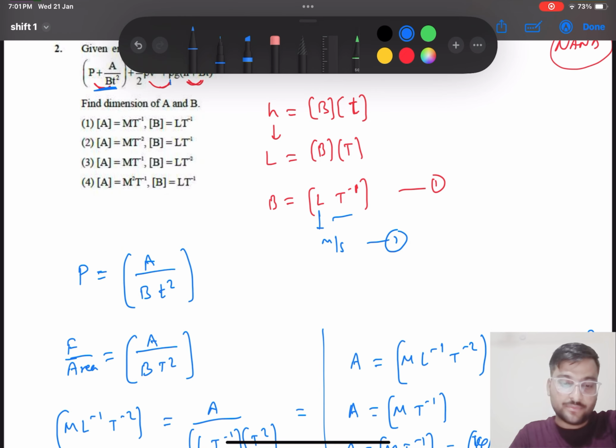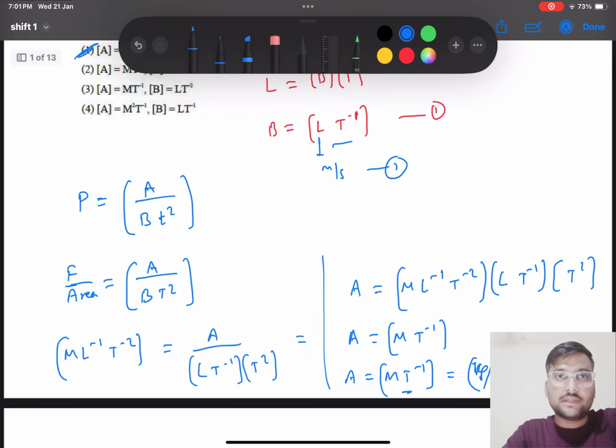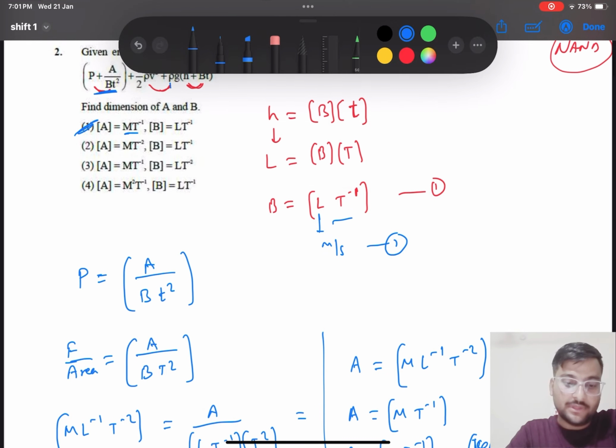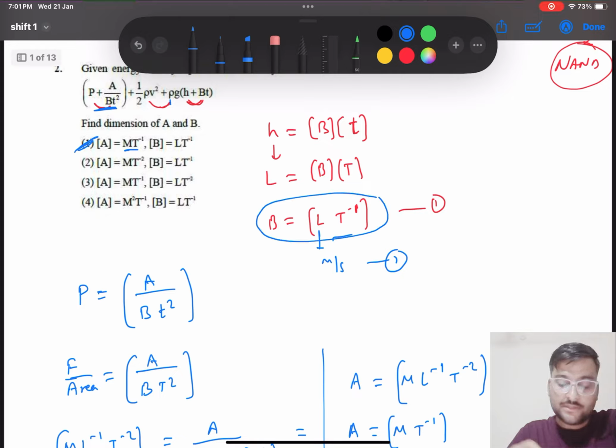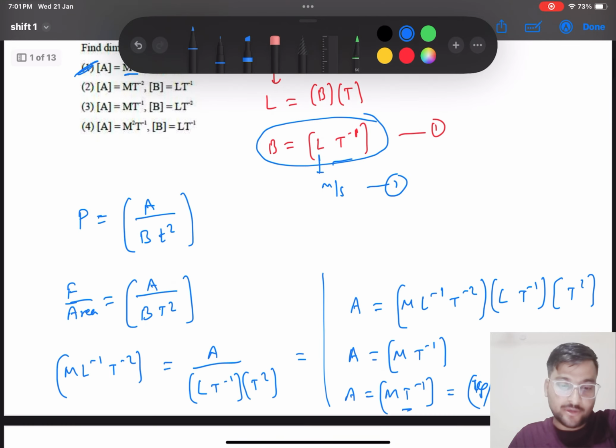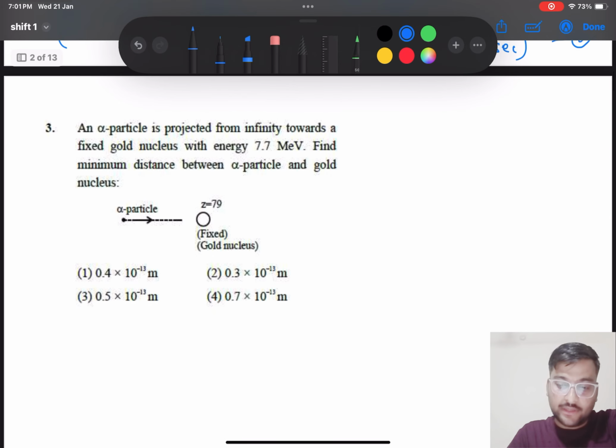So which of the following options is correct? We can say that a is M power 1 t power minus 1. So option number first will be the correct option here. Why? Because a is M power 1 t power minus 1, and b is L power 1 t power minus 1. Both match, so option number first is correct here.